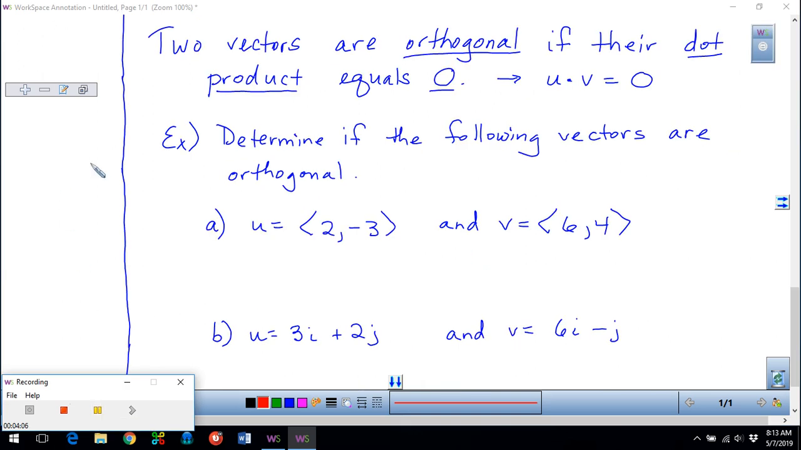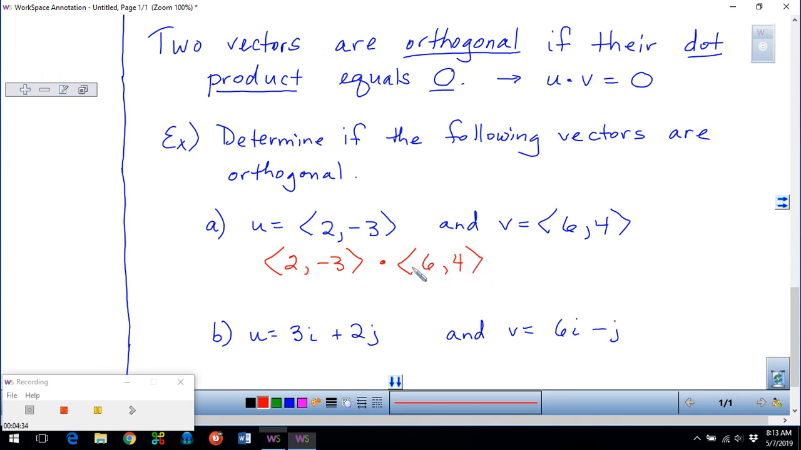Next example, two vectors are orthogonal if their dot product equals 0. In other words, u dot v is equal to 0. So in this example, we want to determine if the following vectors are orthogonal or not. So the first thing we're going to do is do the dot product. So we have 2, negative 3, dot 6, 4.